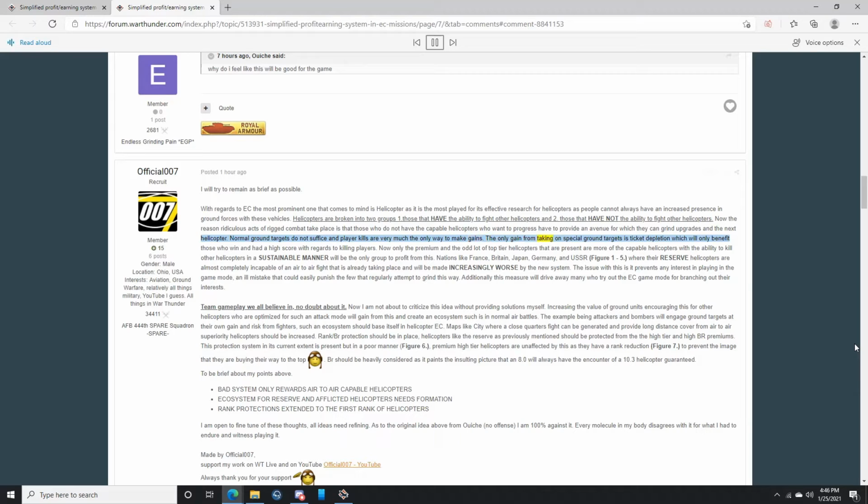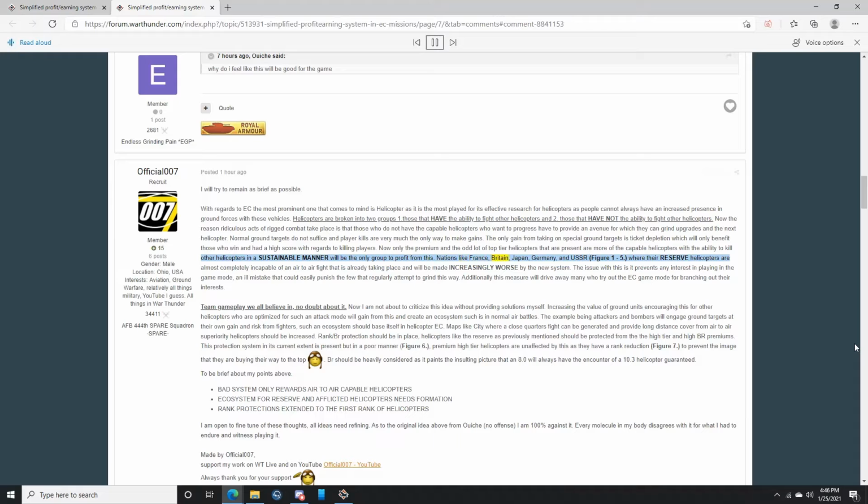The only gain from taking on special ground targets is ticket depletion, which will only benefit those who win and had a high score with regards to killing players. Now, only the premium and the odd lot of top-tier helicopters that are present are more of the capable helicopters with the ability to kill other helicopters in a sustainable manner will be the only group to profit from this.